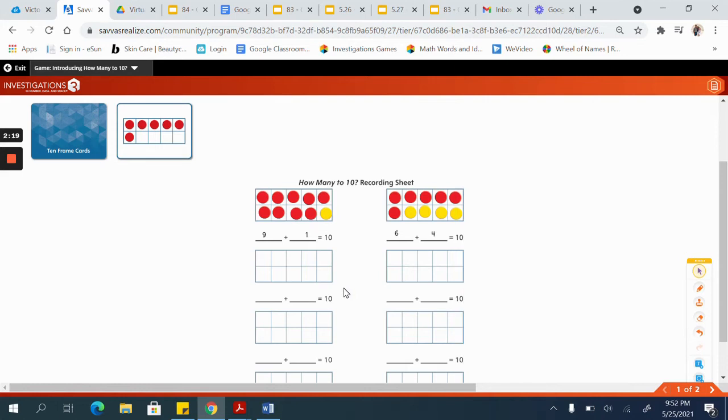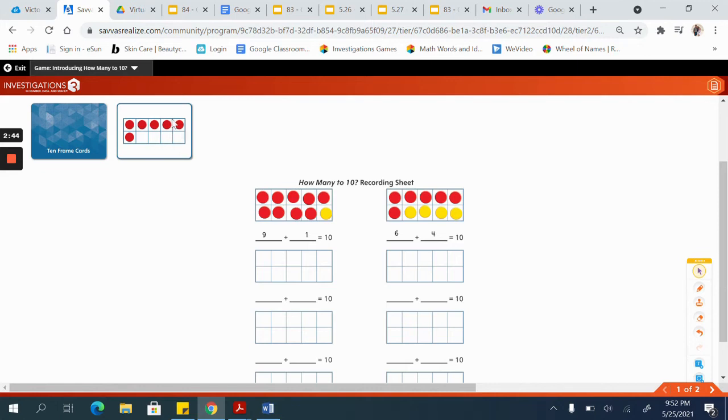So today, when we played How Many to 10, we recorded 2 different ways that we could make 10. We noticed that 9 and 1 more is one way to make 10, and 6 plus 4 more is another way to make 10. So as you're playing today, remember you're going to flip over the card.